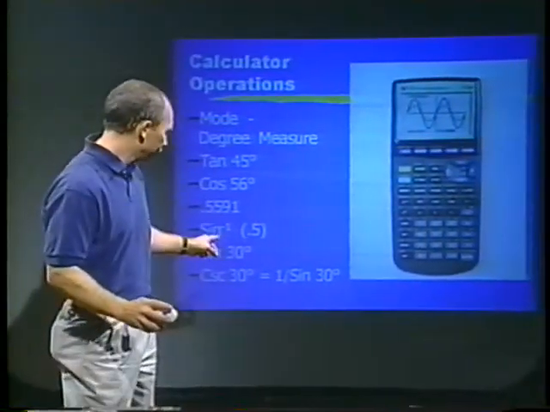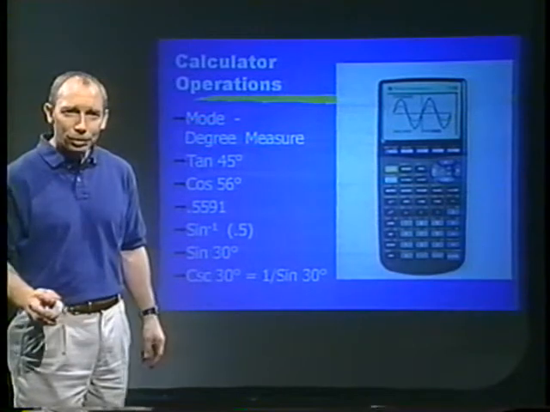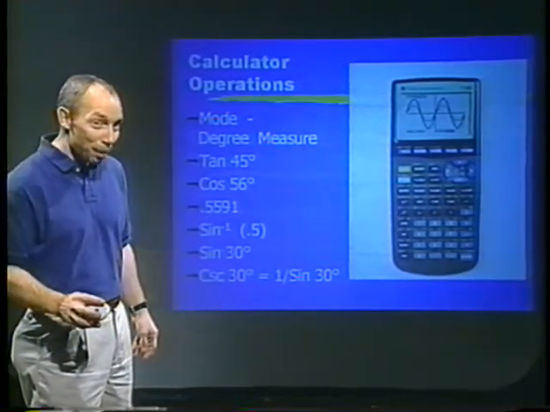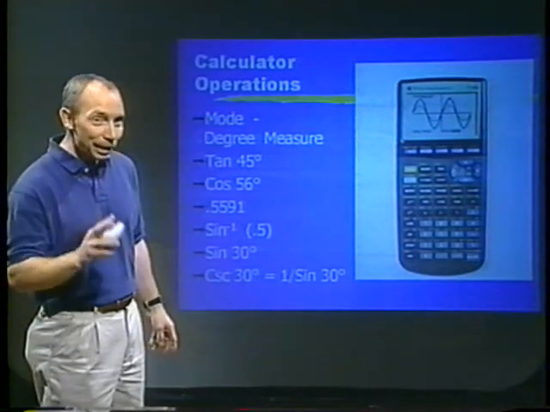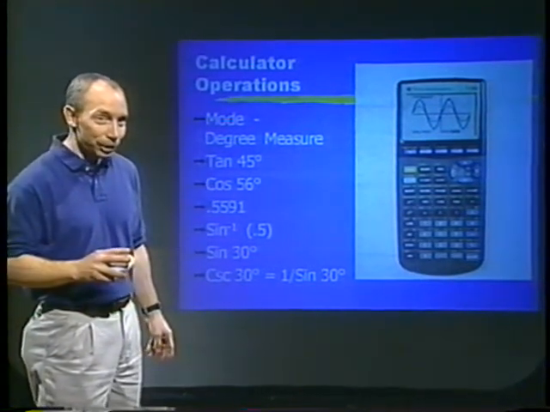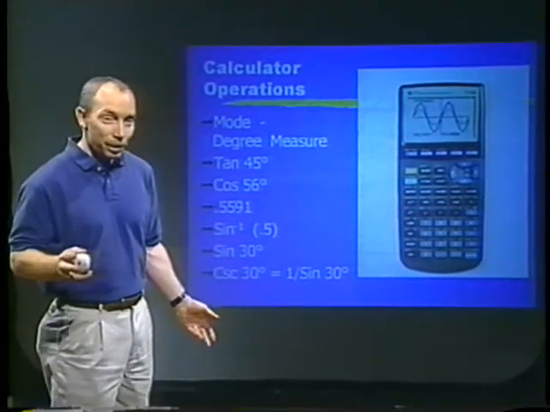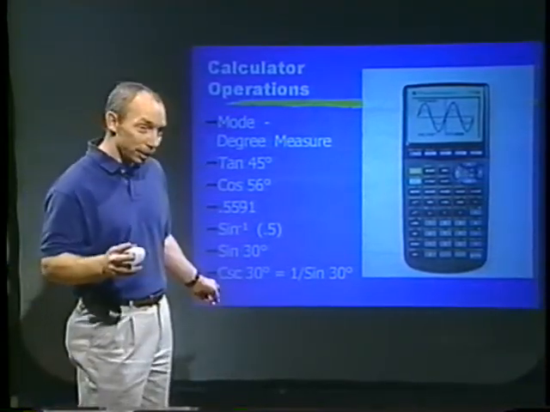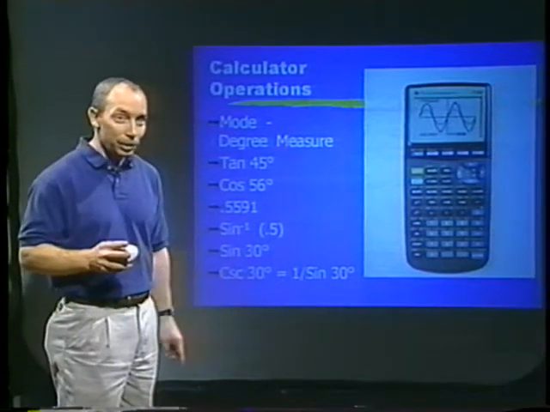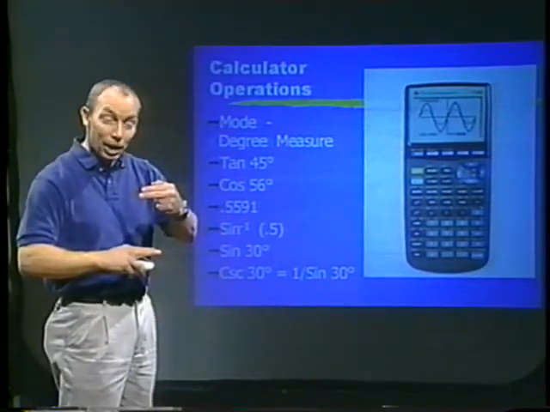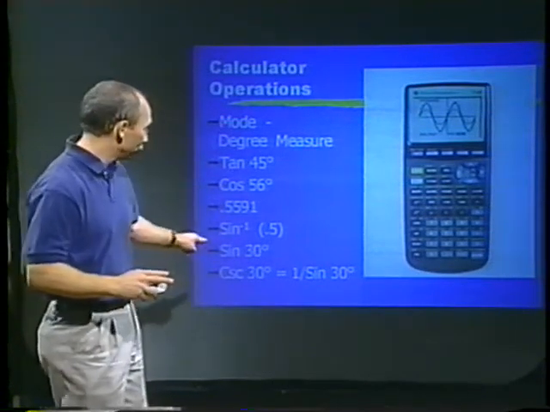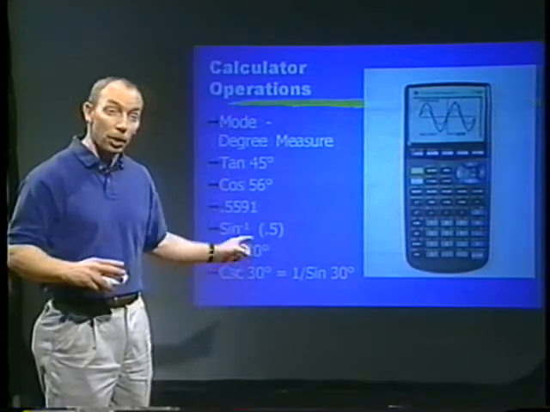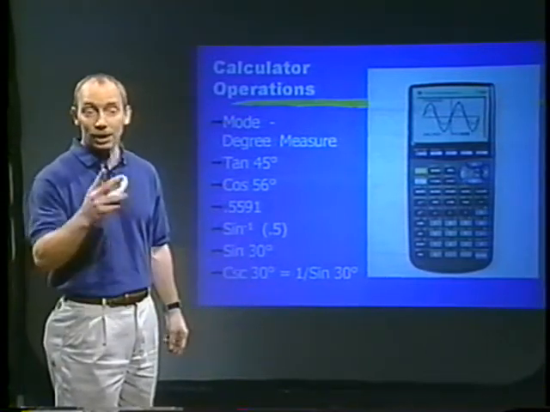Now the cosecant is the hypotenuse over the opposite. The hypotenuse over the opposite. And you look on your calculator, you're not going to see a cosecant button. One way to get the cosecant of 30 degrees, since we don't have that button, is to note that, as I told you, I had to memorize that cosecant is the hypotenuse over the opposite, which is the reciprocal of the sine, which is the opposite over the hypotenuse. So if we wanted to find the cosecant of 30 degrees, we could just do 1 over the sine of 30 degrees. And that's what we'll do.